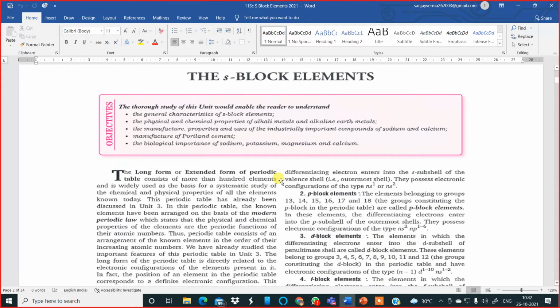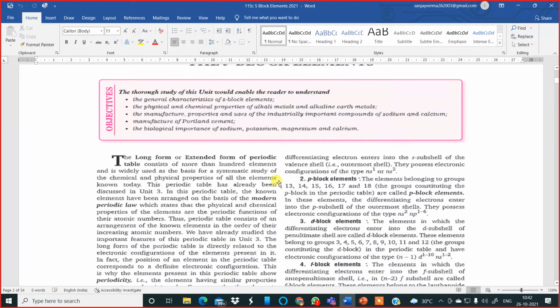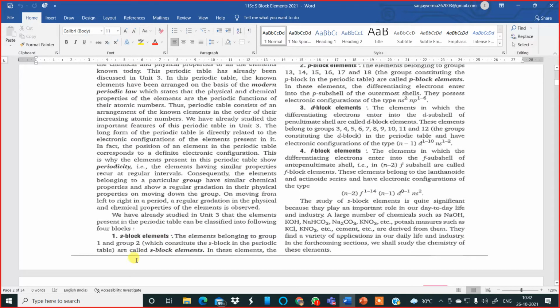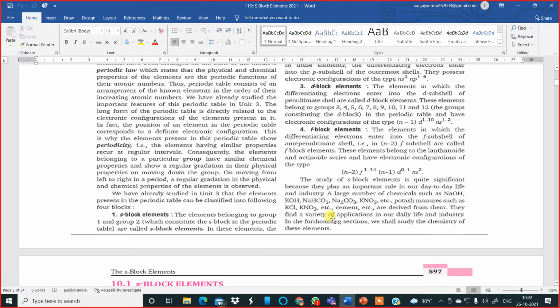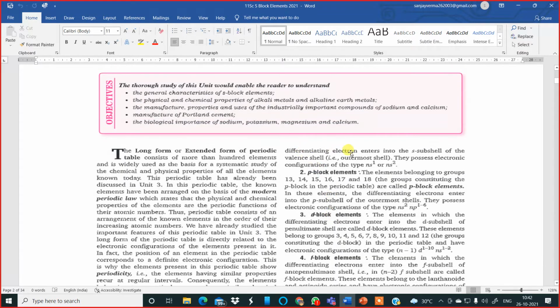Now, you know why S block elements are called S block elements. I already explained in the previous class. The elements belonging to groups 1 and 2, which constitute the S block in the periodic table, are called S block elements. In these elements, the differentiating electron enters the S subshell. That is the reason. So you go through this paragraph. They possess electronic configuration of the type ns1 or ns2.